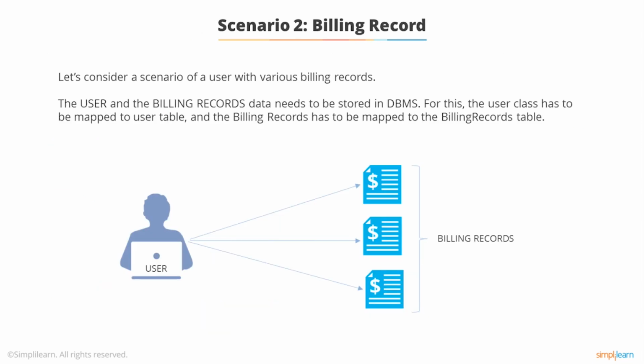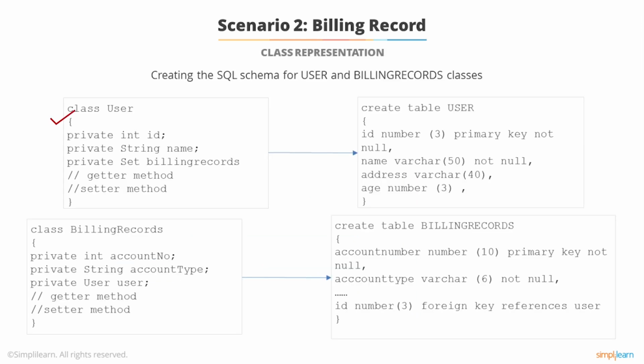Let's consider a scenario of a user with various billing records. The user and the billing records data need to be stored in a DBMS. For this, the user class has to be mapped to the user table, and the billing records class has to be mapped to the billing records table. So this is the class that we will actually set up. When you create the class, the schema for the user and billing records classes will automatically be created for you. So this is the class representation with the data members, and this is the equivalent SQL statement that will be created to generate the respective tables.